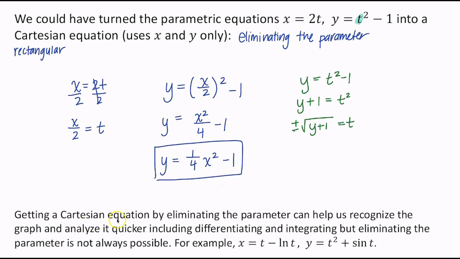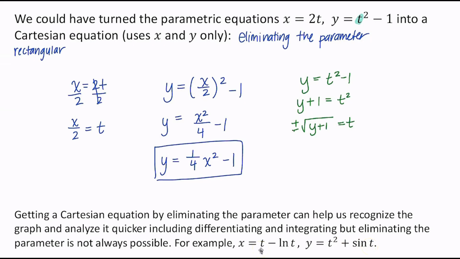So getting a Cartesian equation by eliminating the parameter can help us recognize the graph and analyze it quicker, including differentiating and integrating. But eliminating the parameter is not always possible. So for example, x equals t minus natural log t and y equals t squared plus sine t.